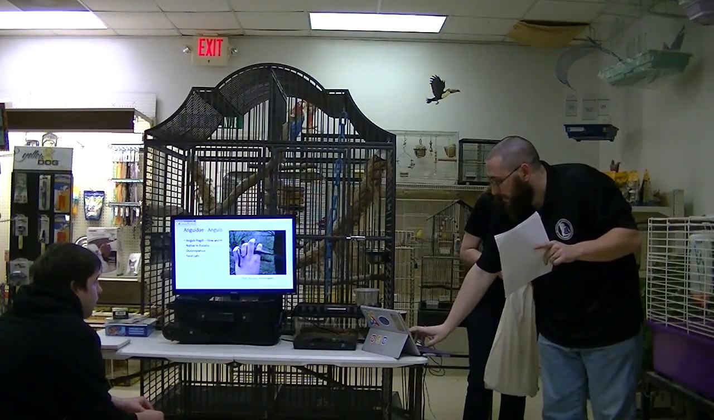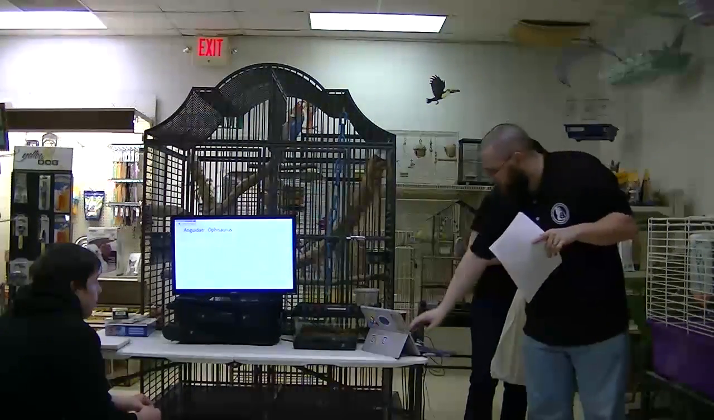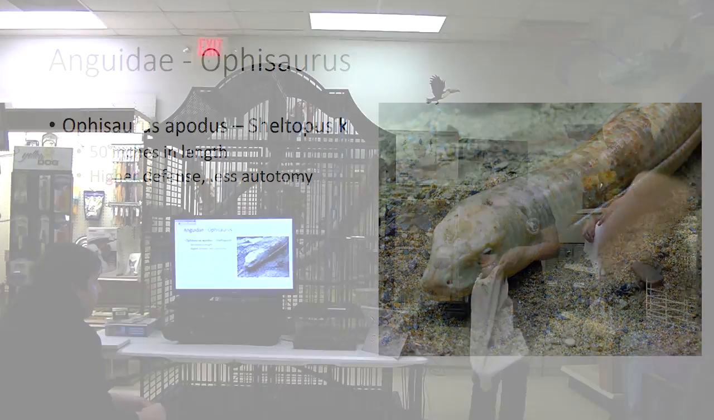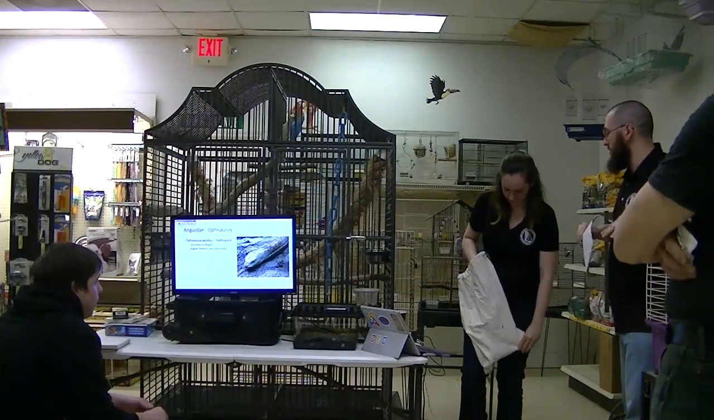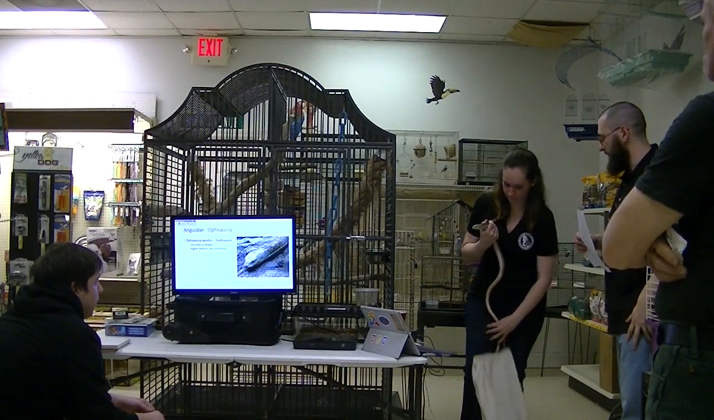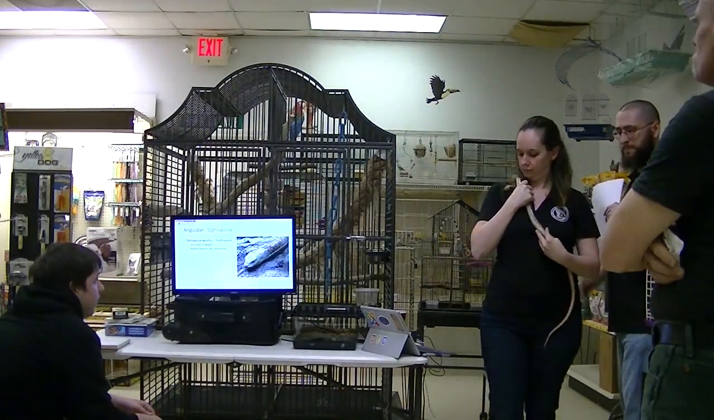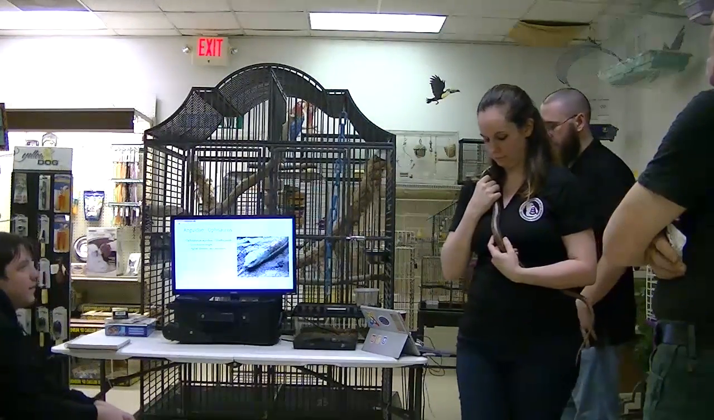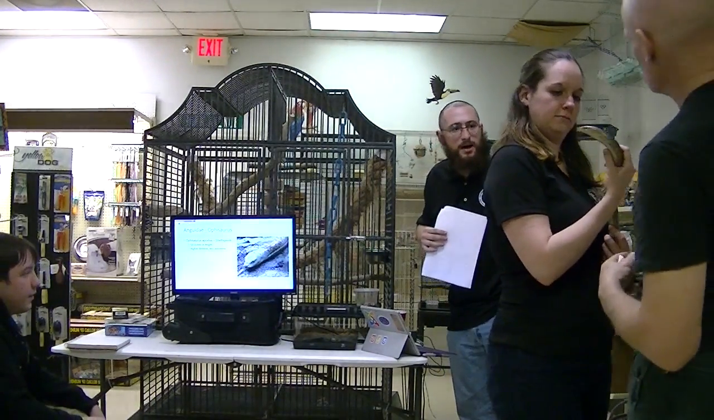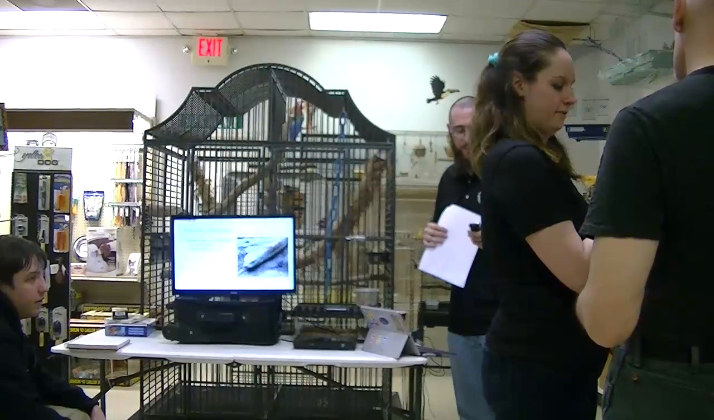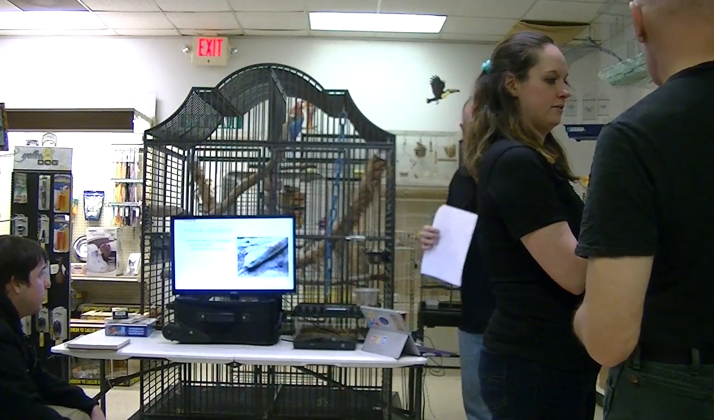All right, so glass lizards from the genus Ophisaurus. Now, this right here is a Sheltopusik, which we have one right here, often called a European glass lizard. Let's see if we can get them out. They can get pretty big. They can get to be about 50 inches long, about 4 feet long. Because they're so big, they tend to not drop their tails, which is interesting, because that's the reason why they were called glass lizards in the first place.